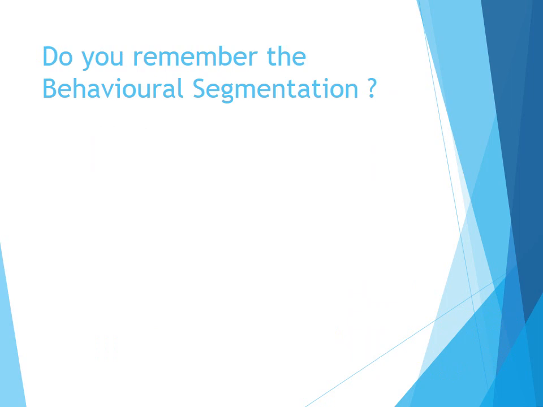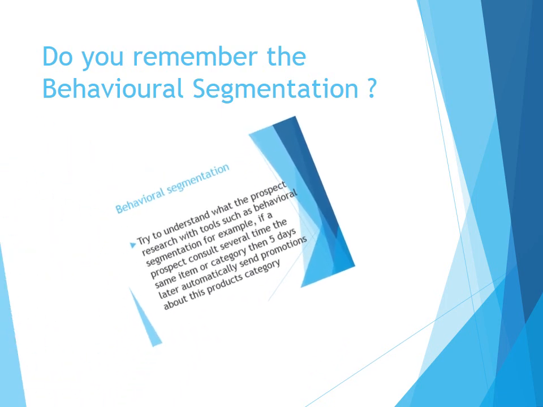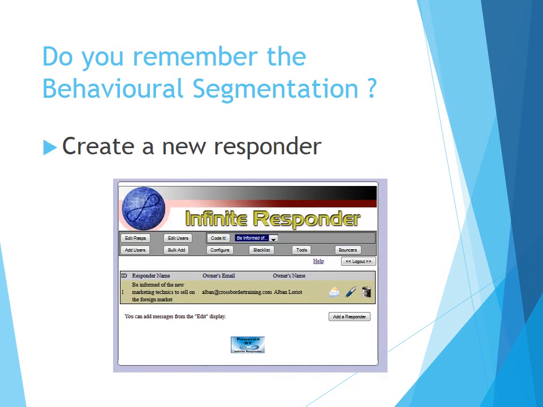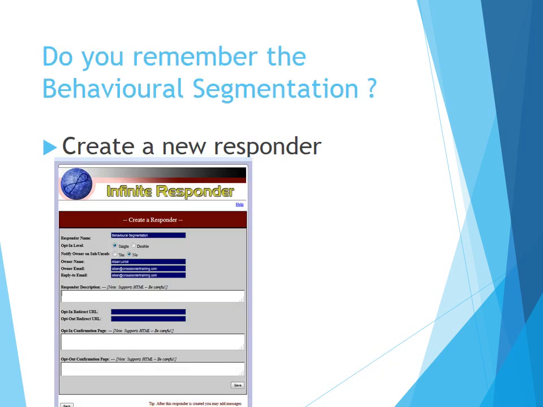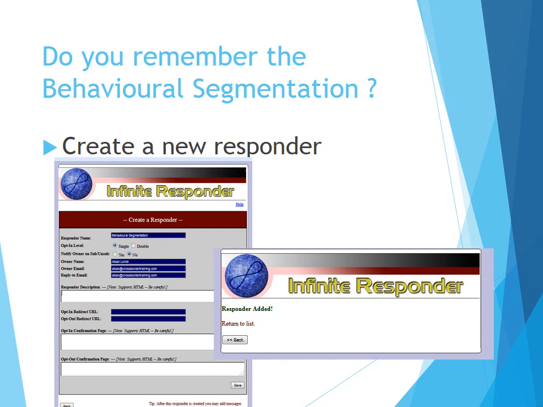So do you remember the behavior segmentation? Yes, this is the behavior segmentation. If someone visits your website several times on a specific product, then you have to contact him later to talk about it. So how to do this? You need to create a new responder. You create it, say it's for the behavior segmentation, and you add it. You don't need to put anything inside because you will not put this online. It will be fully automatized.